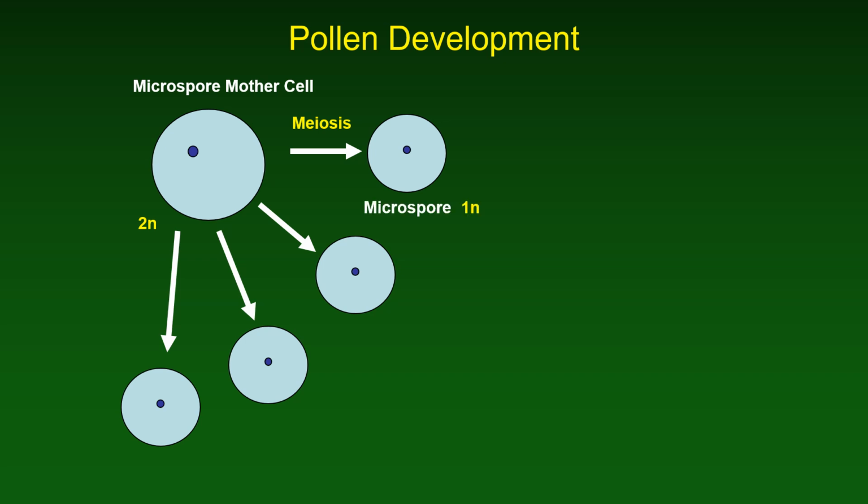And I'll show you what happens for just one microspore. So the microspore is not shed yet. Instead, it's retained within the anther, and it undergoes one mitotic division. You can see it's asymmetric. We get one big cell, one little cell.